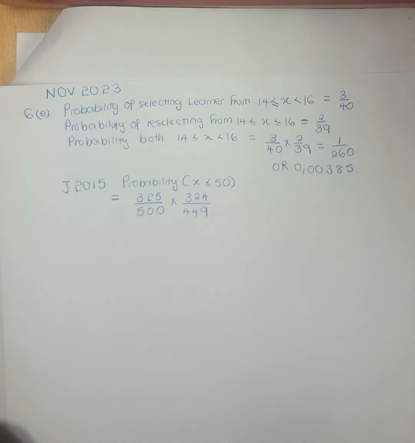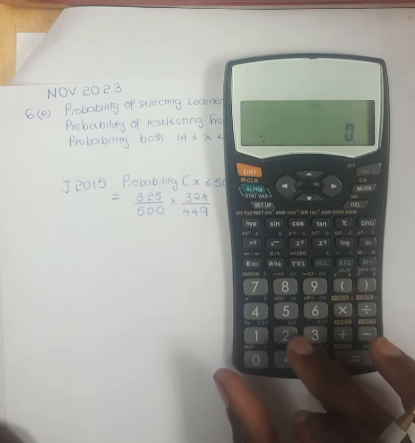Why? Because the selection of the first learner is going to affect the probability of the second learner. It means that if we were having 500, after selecting the first learner, they are now 449. And it means that in that category, if we have a total of 325, because of that first selection of the first learner, it is now 324. So we say 325 over 500 times 324 over 449. Let us punch on the calculator.